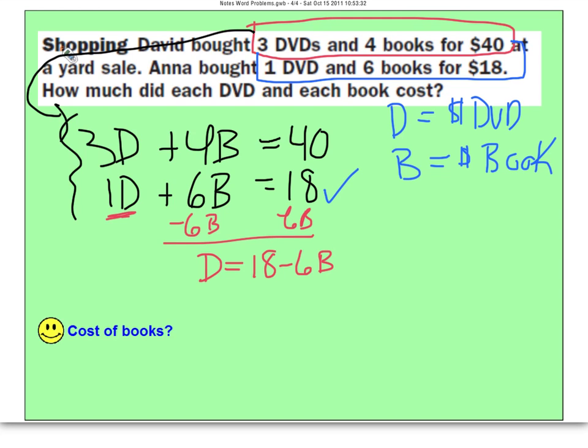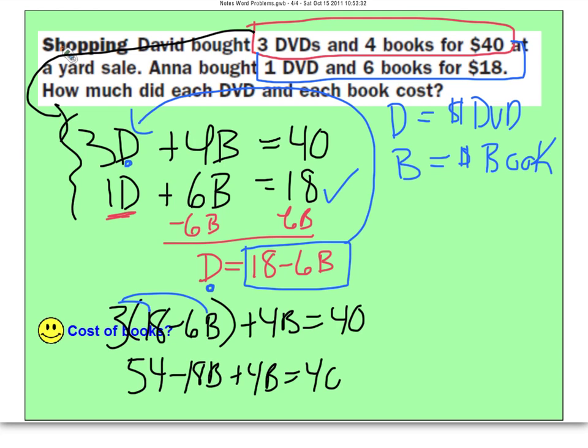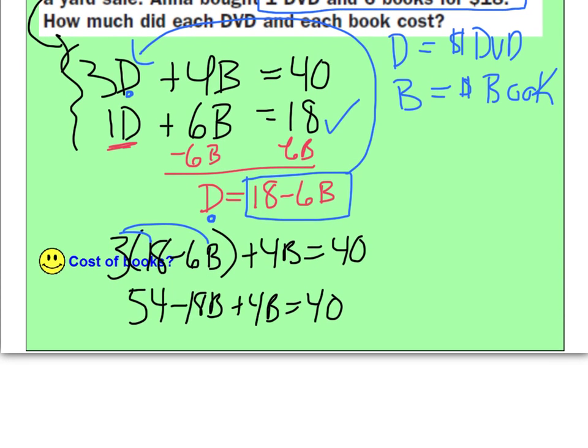Okay, so I used the second equation. D is this whole piece. So I have to go to the first equation that I didn't use yet, find the D, which is right here. That whole thing goes into there. And let's rewrite. So 3 times 18 minus 6b plus 4b equals 40. Let's distribute this through. 18 times 3, get a calculator, 54. 3 times negative 6b, negative 18b, plus 4b equals 40. Adding our like terms, negative 18b and 4b is negative 14b.